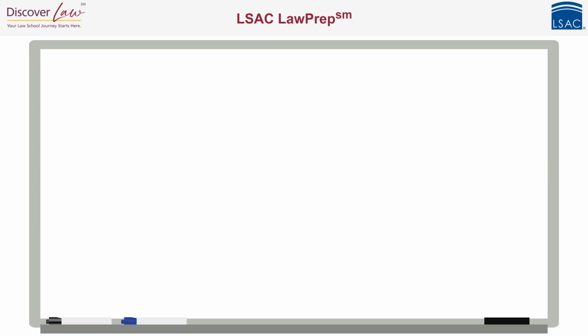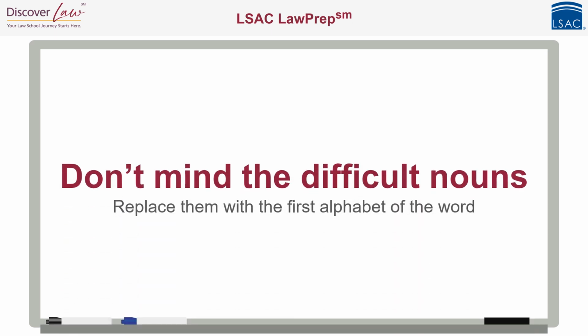Apart from difficult words, you might also find some difficult nouns in the exam. For example, some names that you're not culturally familiar with. Don't mind them. You'd find that in most cases, the first alphabet of these nouns is distinct, which means that you can just replace that name by the first alphabet and proceed with solving the question.